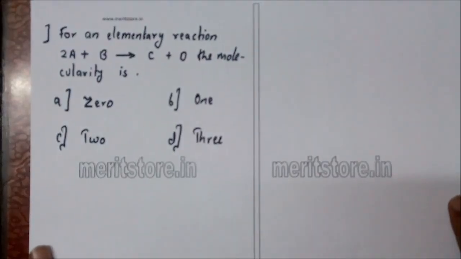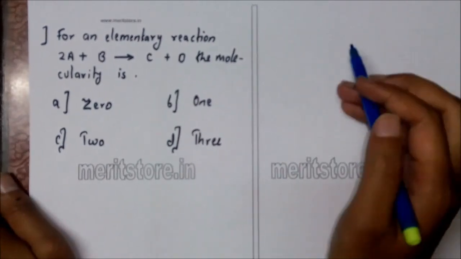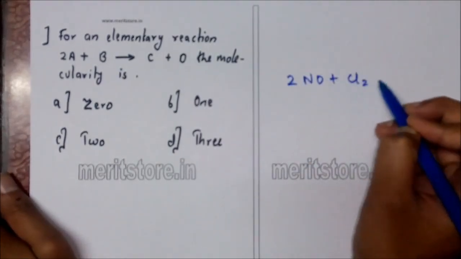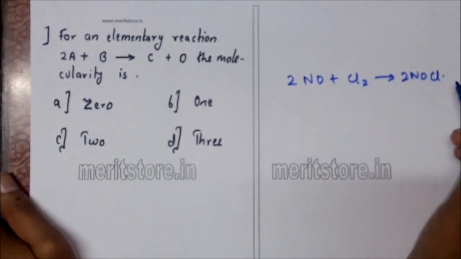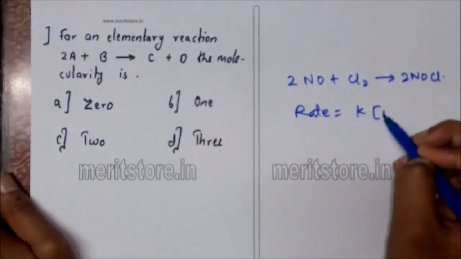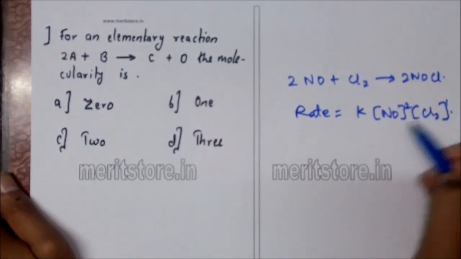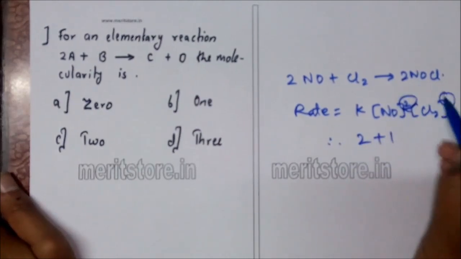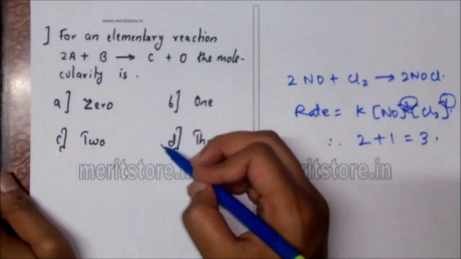For an elementary reaction, 2A plus B will give C plus D. The molecularity is, let us consider a reaction 2NO plus Cl2 will give 2NOCl. So for this reaction, the rate will be K [NO]^2 [Cl2]^1. Therefore the order of the reaction will be 2 plus 1, which is equal to 3. So option D is the correct answer.